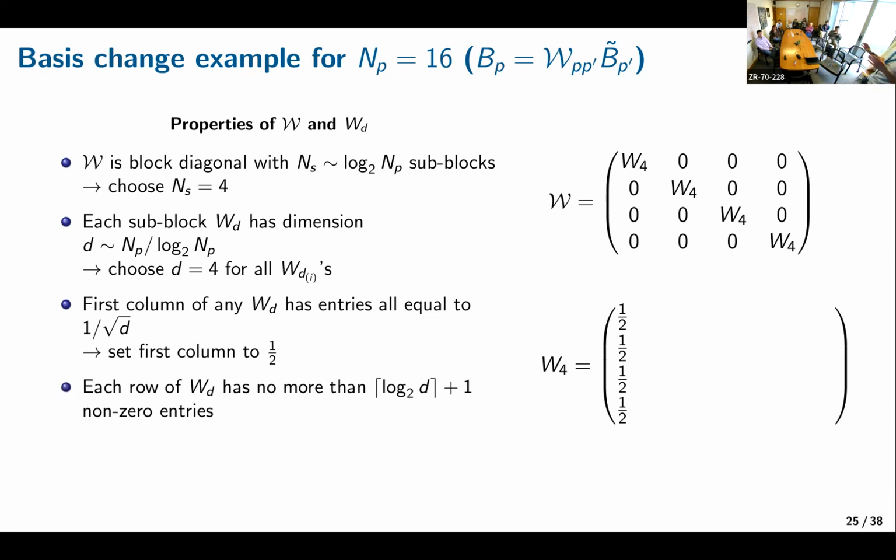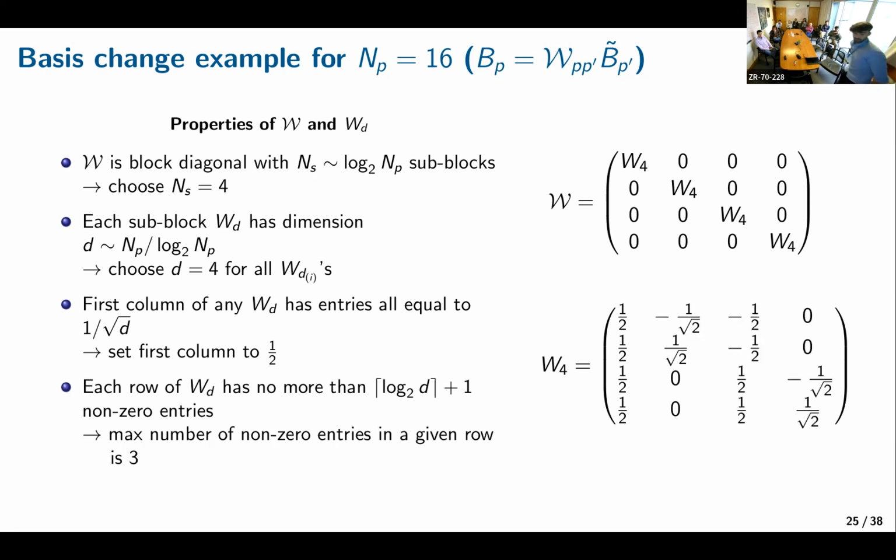And then the last property was to make sure that these weaved matrices on the diagonal have no more than a certain number of non-zero entries per row. For us, we need to make sure that there are no more than 3 non-zero entries. And so we see that each row here has at least 1 zero in it. And so this is the change of basis that we're going to use for the 16 plaquette example.